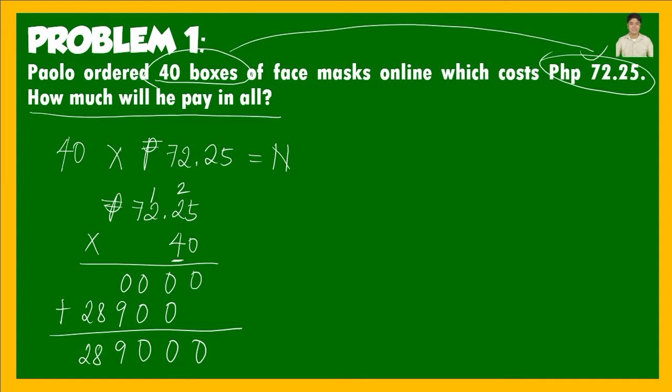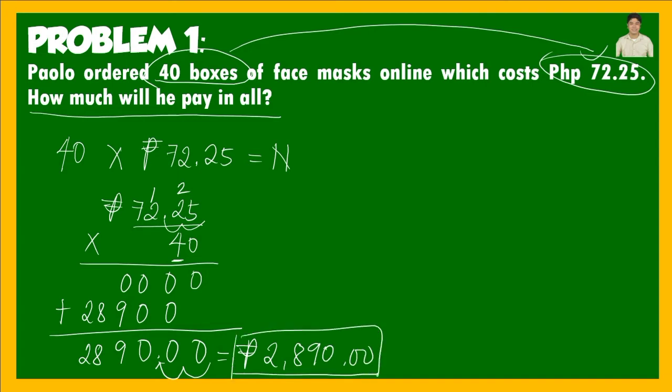Next, we'll move 2 decimal places to the left. Paano nating nalaman na 2 decimal places ang ating minumove? So dito sa ating factors, ito yung in-underline ko, 2 decimal places po yan. So we'll move 2 decimal places to the left. So our final answer here is 2,890 pesos. So anong ibig sabihin yan?